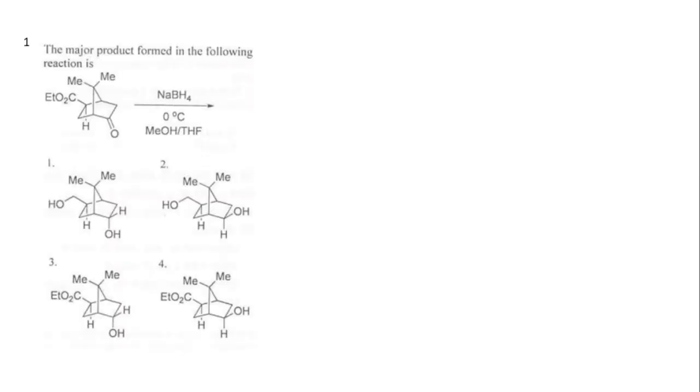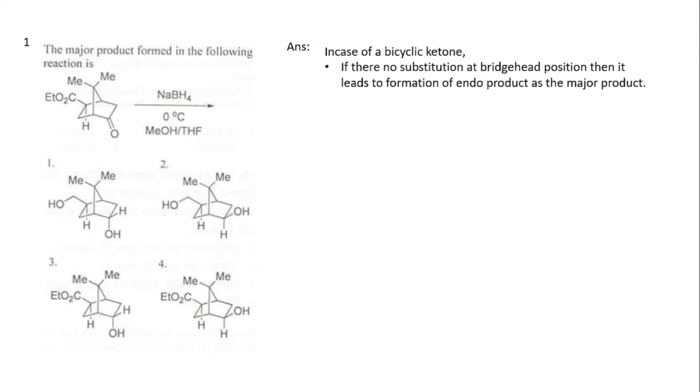So the first problem is the major product formed in the following reaction. They are given this bicyclic ketone, and reduction of this bicyclic ketone yields the alcohol. But you need to give the exact stereochemistry of that alcohol. So let's see. It is a bicyclic ketone.